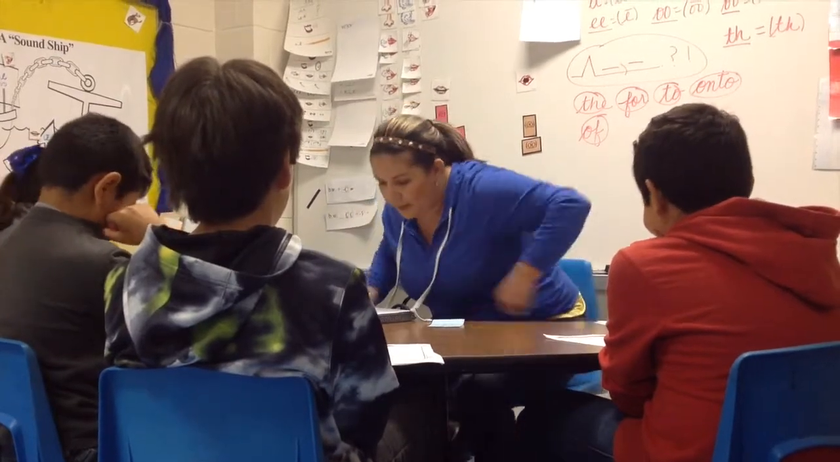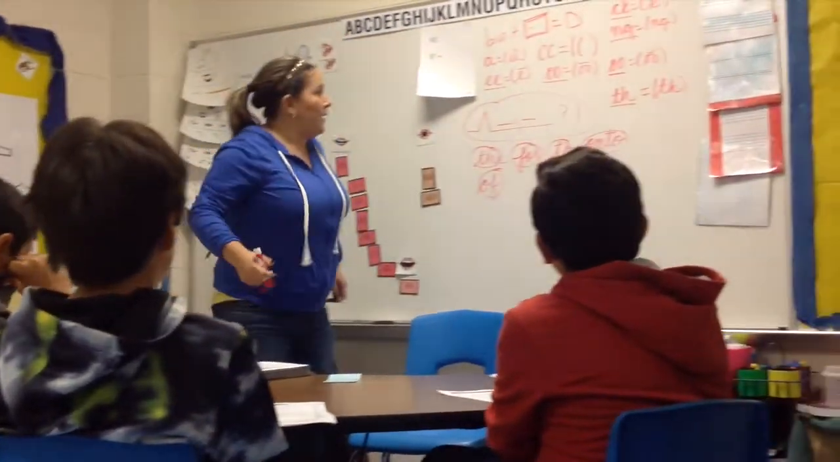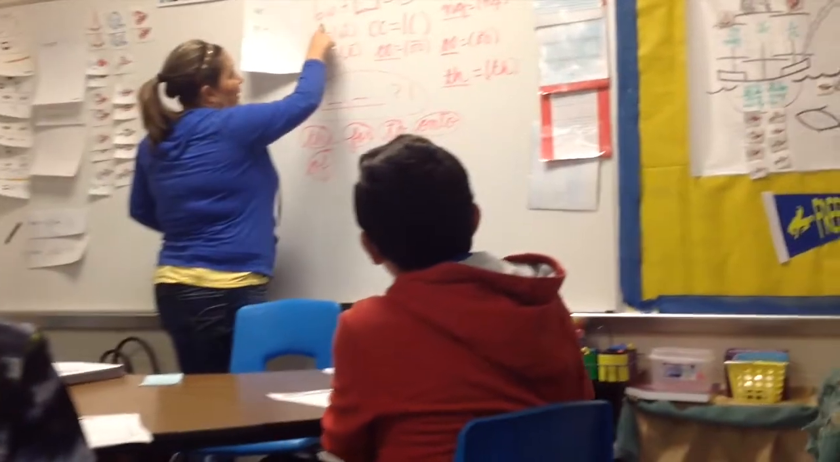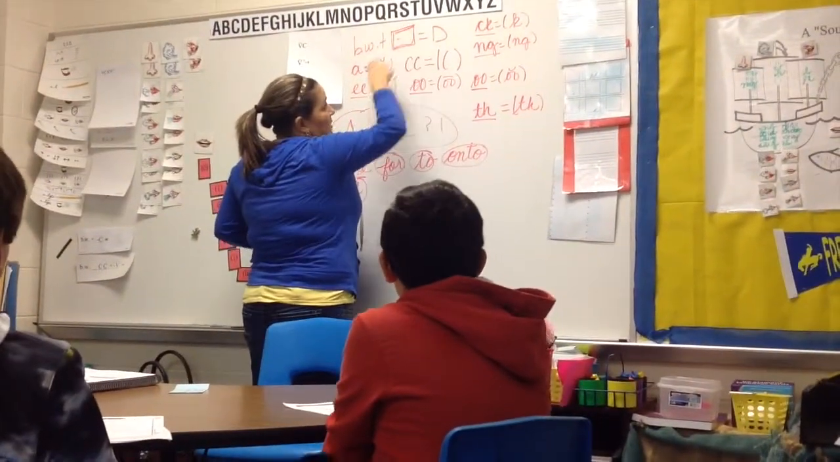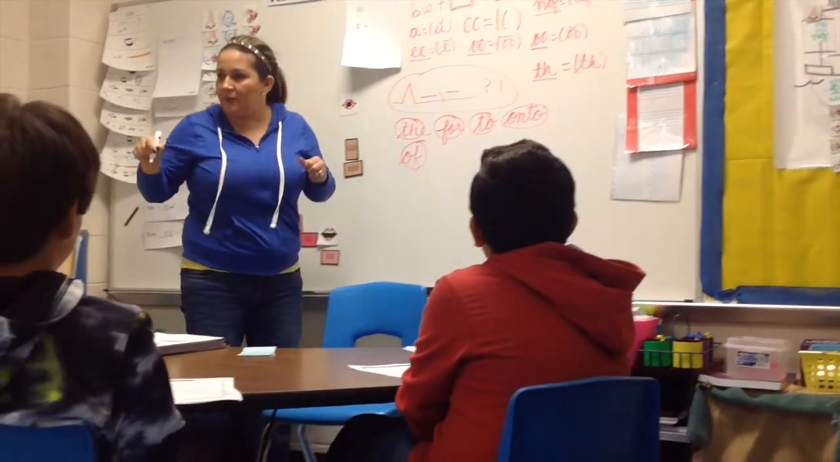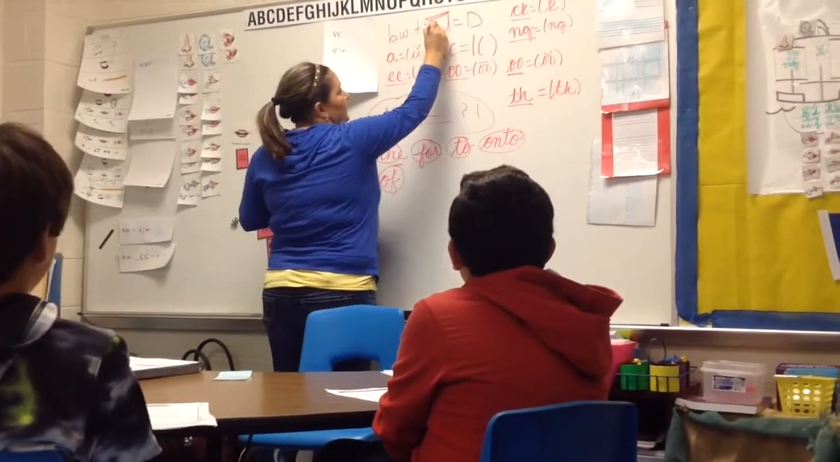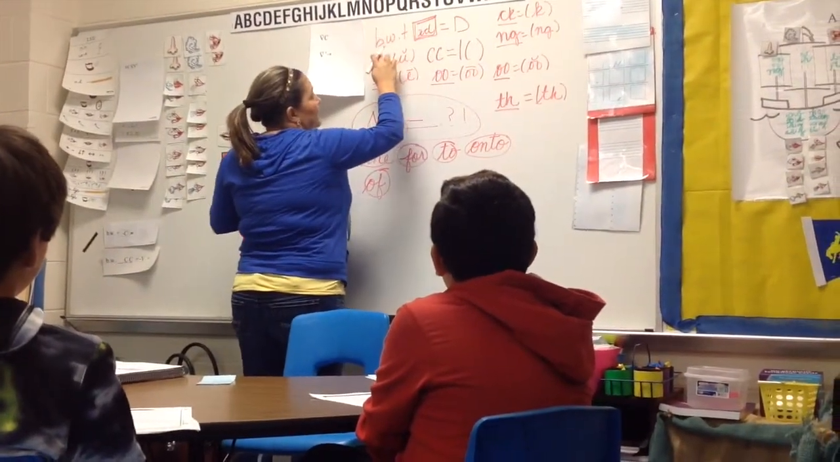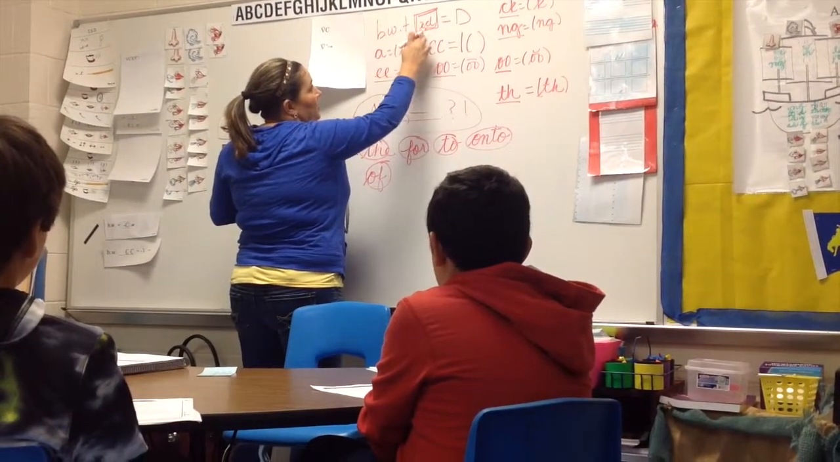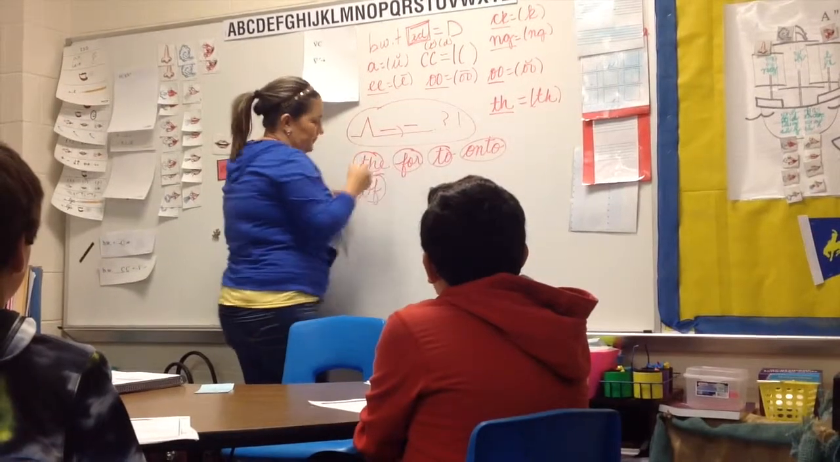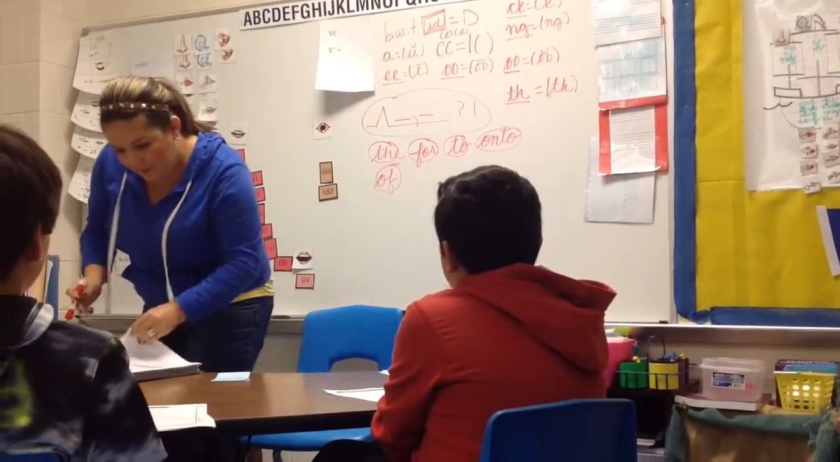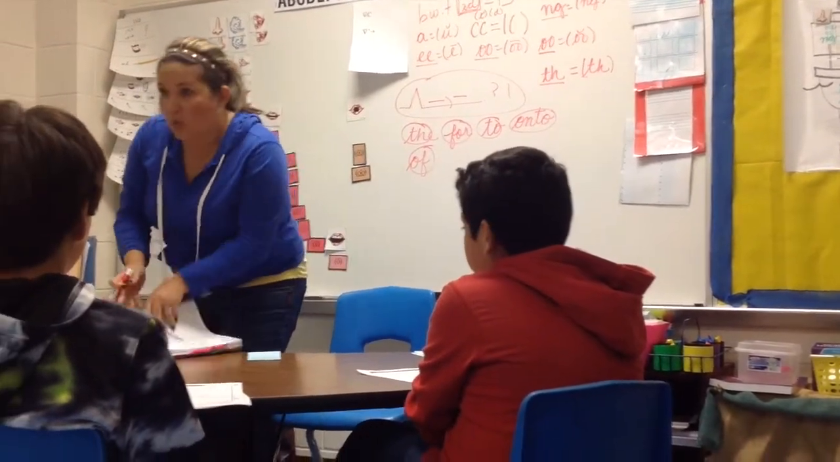Good job. Okay, so let's look over here real quick. And we know that a base word plus a suffix equals a derivative, and we box our suffix. What is the suffix we're working on today? Suffix ed. And how do we read ed? Ed. Good job.